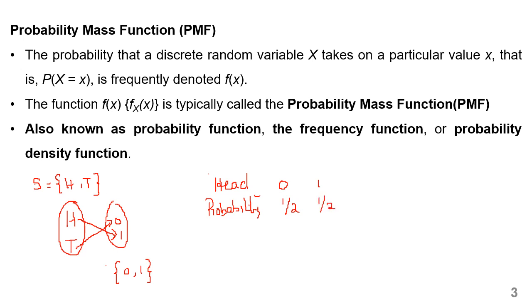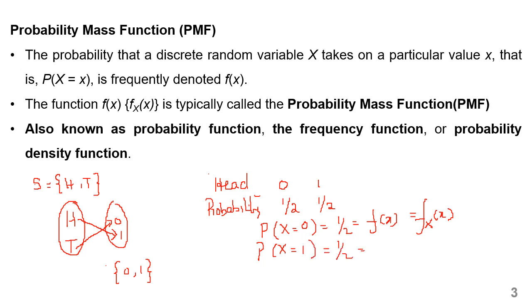This is called as PMF, or it is also called as P of X being equal to 0 is equal to half, and this is called as f of x, or some people call it as fX of x. And P of X equal to 1 is equal to half. It is f of x or fX of x.